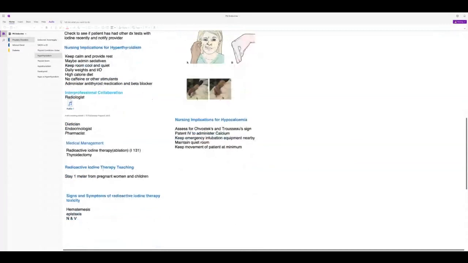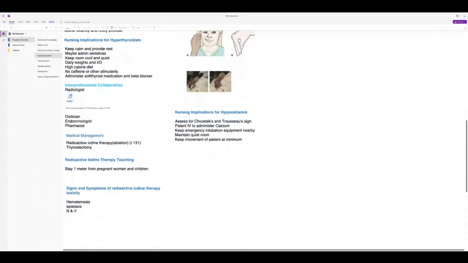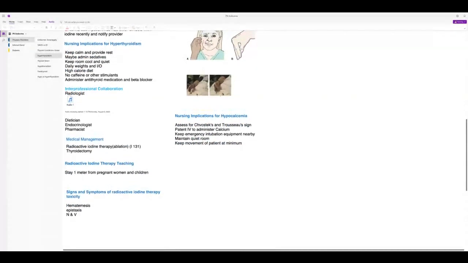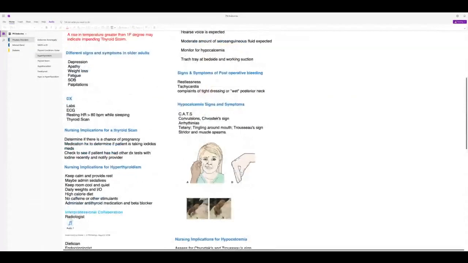And then signs and symptoms of radioactive iodine therapy toxicity include hematemesis, so that's throwing up blood, epistaxis, which is a bloody nose, and nausea and vomiting. So that's how you tell if they're getting toxic.